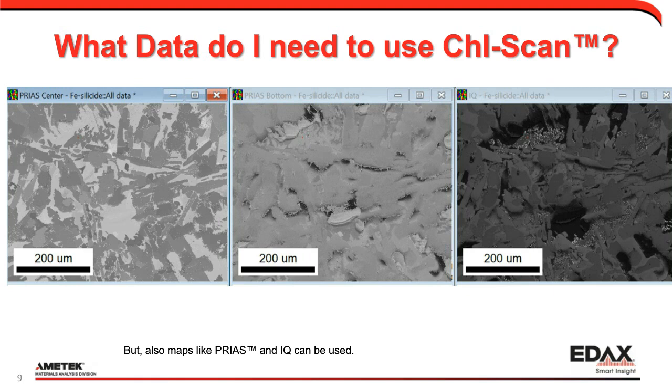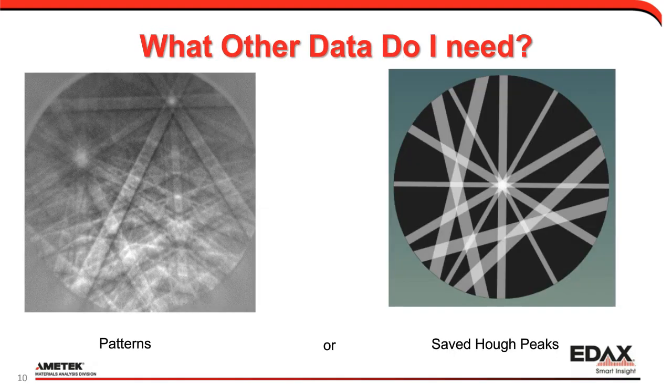What I also need to reindex is either patterns or saved Hough peaks. I have to have some sort of orientation data to reindex on. In this case, it's always best to have patterns. If I have patterns, I know inside OIM Analysis I can do a whole bunch more different kinds of things with it. I'll talk about that in a minute. But of course, if I just have the saved Hough peaks, smaller in my data sets, et cetera, I can go ahead and use those Hough peaks instead. But I really want to push you to try to save patterns when you're doing this.